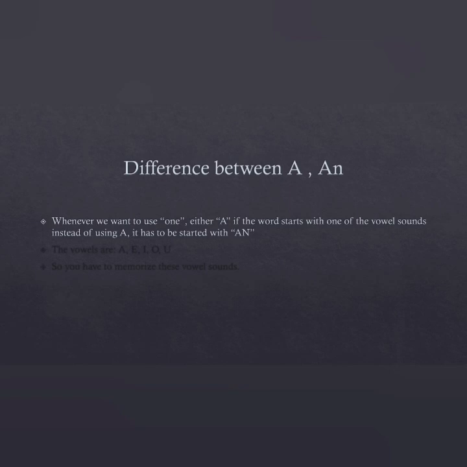So what are these vowel sounds? A, E, I, O, U. So you have to memorize these vowel sounds. I repeat, the vowel sounds are A, E, I, O, U.